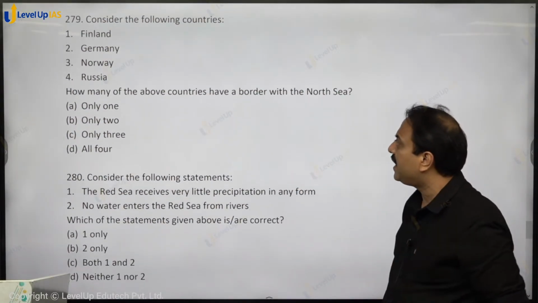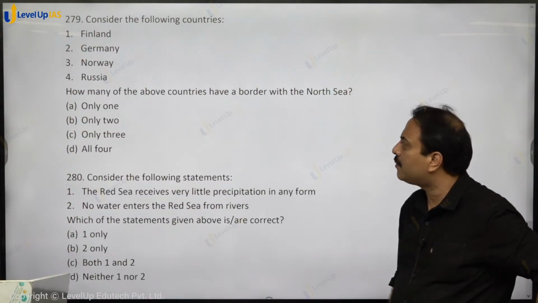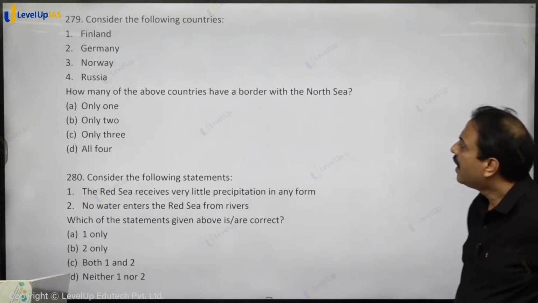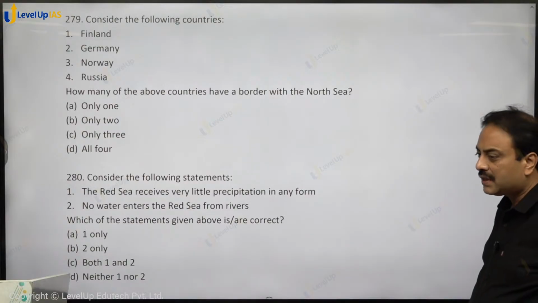Question number 279. Consider the following countries: Finland, Germany, Norway, Russia. How many of the above countries have a border with the North Sea?